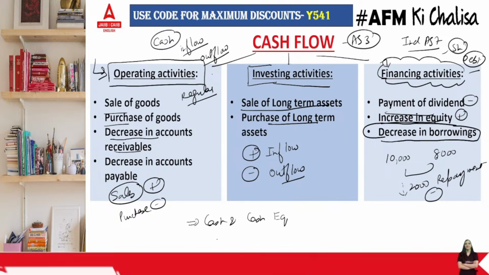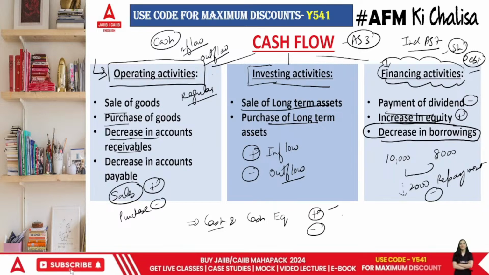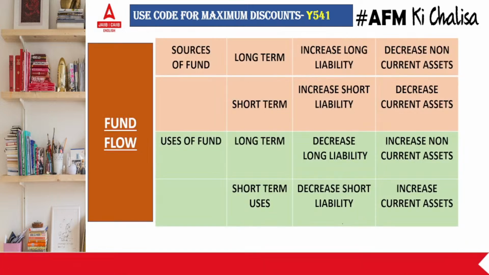How do we define them? Cash and cash equivalents, if you receive cash, it's a plus. If you lose cash, it's a minus. If you have bank balance, it's a plus. If you lose bank balance, it's a minus.